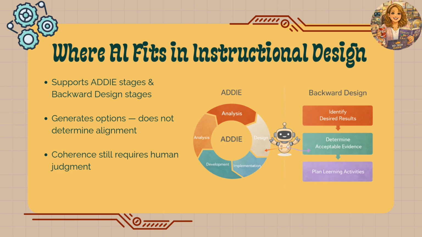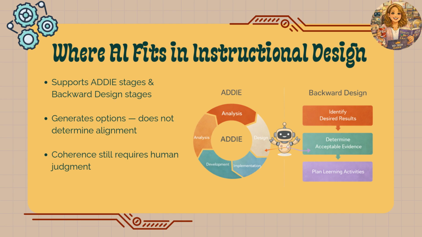If we look at ADDIE, analyze, design, develop, implement, evaluate, AI can support each of those stages. It can help analyze standards, draft objectives, generate materials, suggest formative assessments, and even help organize feedback data. The same is true in backwards design. AI can help brainstorm essential questions, draft assessment ideas, or suggest learning activities.